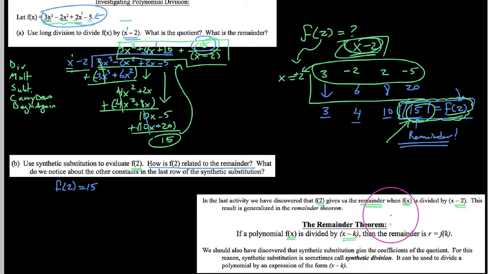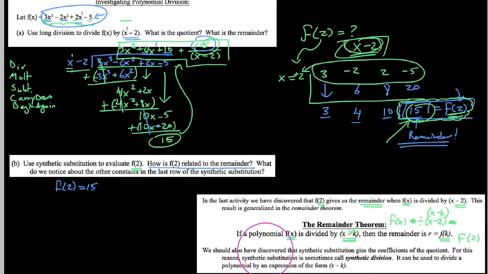In the last example we just did, f of x was some function, and we divided it by x minus 2. So this would be like our x minus k right here. This is our factor, and the remainder is equal to f of k. In this case we'd say f of 2. So k is actually backwards from what you see here because of this negative in front, but we found f of 2 is the remainder.